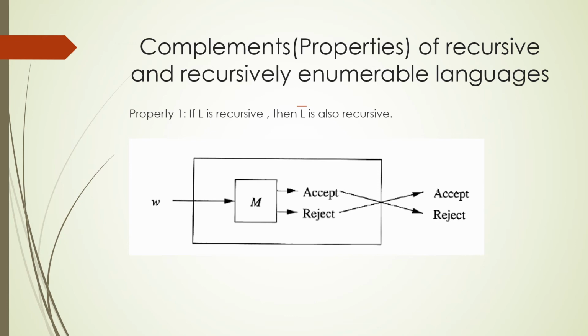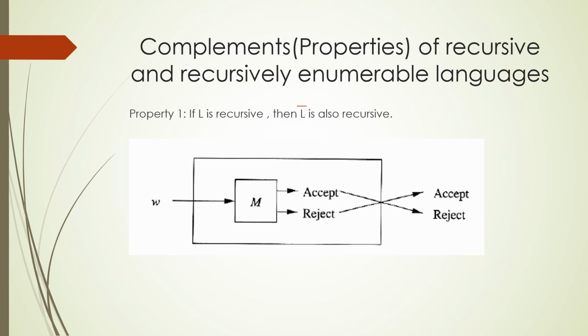So this is how it will be. Anyhow, we are getting two outputs, accept and reject. Hence we can conclude that L bar is also recursive. This proof purely depends upon the basic definition of recursive. Okay, so now we are going to construct it. How are we going to construct the Turing machine?